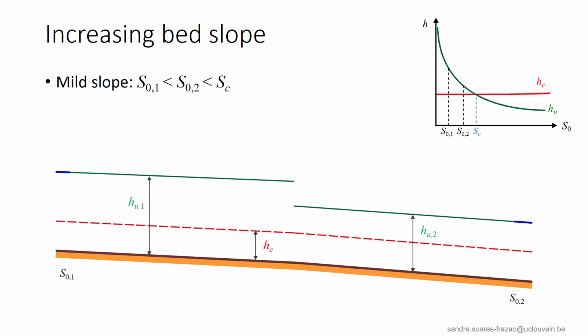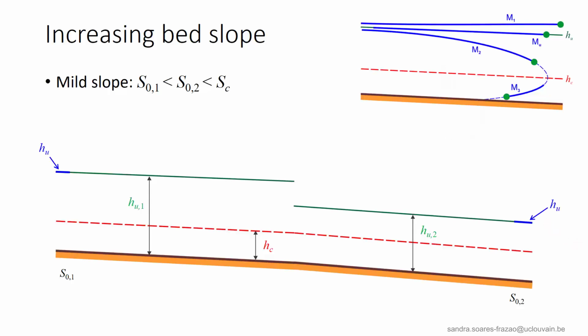If we consider two mild slopes, S01 and S02, both below SC, but S02 larger than S01, the critical and normal depths are as illustrated here. We will assume that far away from this local change of bed slope, the flow is not influenced by any boundary conditions, in such a way that the normal depth HU prevails at the upstream and downstream ends of this channel.